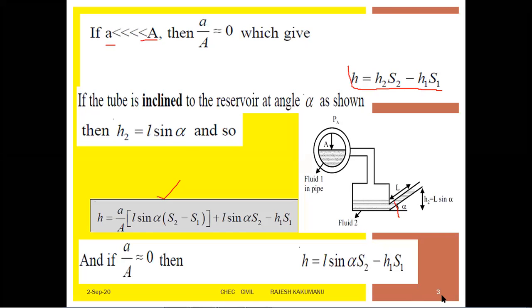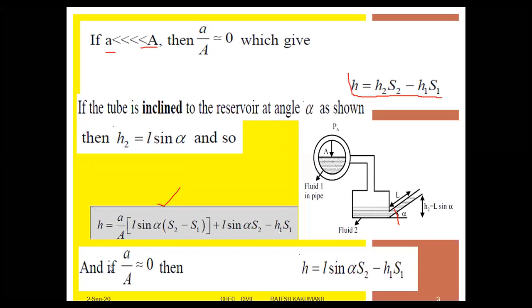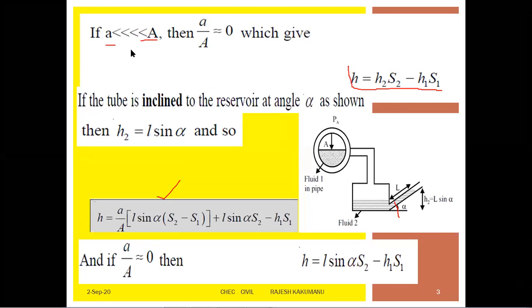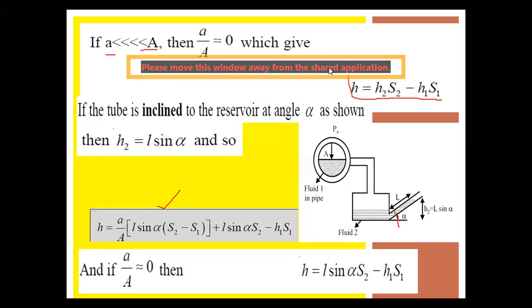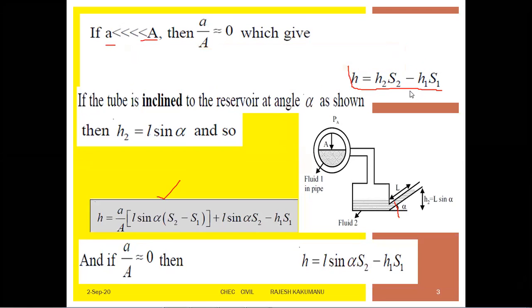Now, see what changes happen at this point. If small a is much less than capital A, then a by A is equal to 0, where it gives the formula h is equal to h2 s2 minus h1 s1.